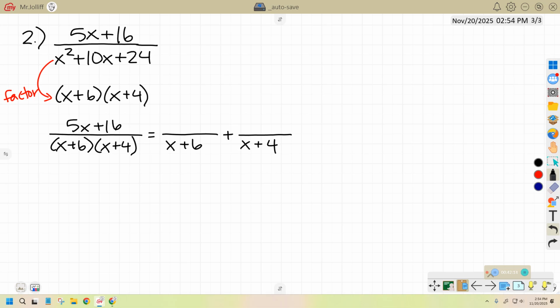Very good. Aubrey, what goes in the top of those fractions? A and B. Very good. They're linear, so I want constants in the top. Perfect. Okay, what do I do next? Multiply by the original factored denominator. Very good.